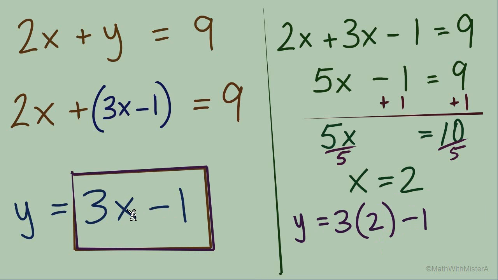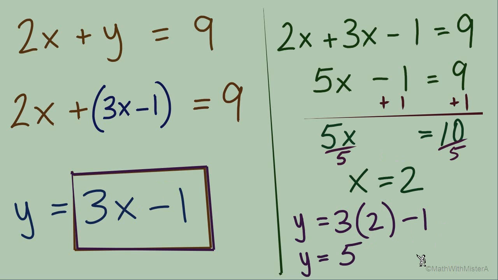Remember, we think of these variables as holding an unknown number, but now that we solved this equation we've got x equals 2, we're putting a 2 where that x used to be. It used to be some unknown number, but now we know it's a 2. Okay, and then just order of operations. 3 times 2 is 6, minus 1, 5. So there's our y value.